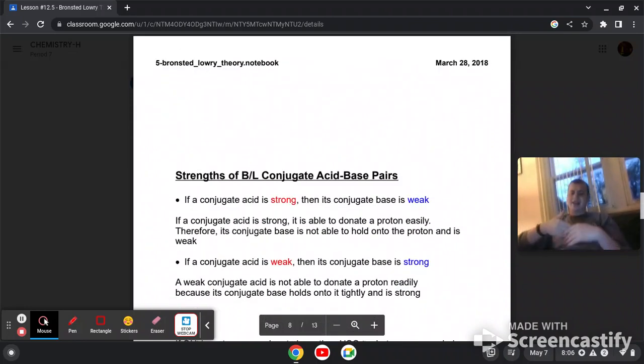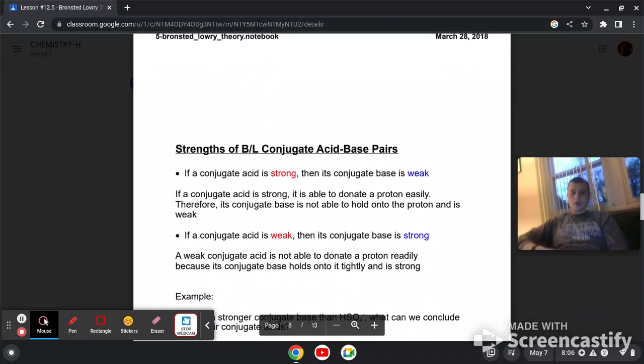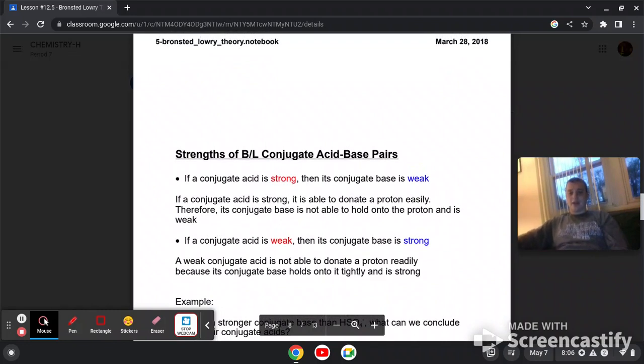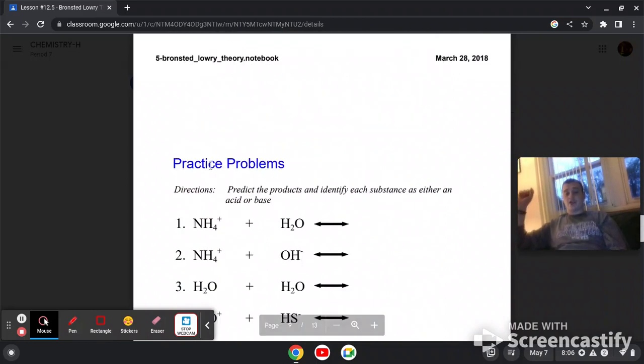So if a conjugate acid is strong, its conjugate base is weak. If the conjugate acid is weak, the conjugate base is strong. A weak conjugate acid is not able to donate a proton readily because its conjugate base holds on to it tightly and is strong. So H2SO4 is a stronger acid than H2O. If OH- is a strong conjugate base, then HSO4-.